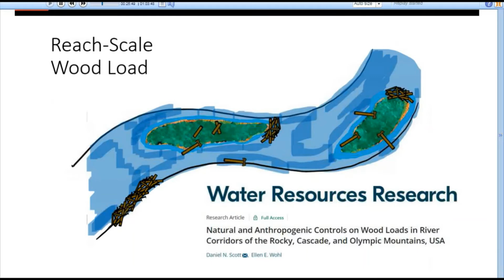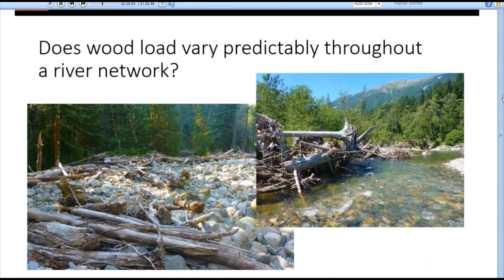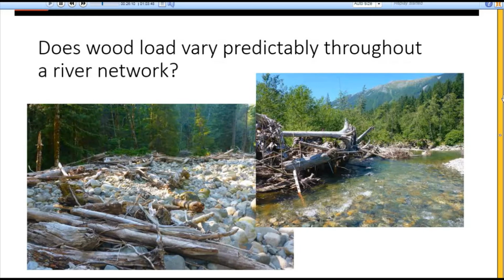I'll start with a discussion of reach-scale wood load. This is going to be presenting some work I did just a couple of years ago, published now in Water Resources Research. I'm going to really focus here on broad-scale results. If you're interested in all the modeling and numerical stuff we did, I invite you to check out that paper. But what we were doing is trying to figure out whether the amount of wood in a creek varies systematically throughout a watershed.